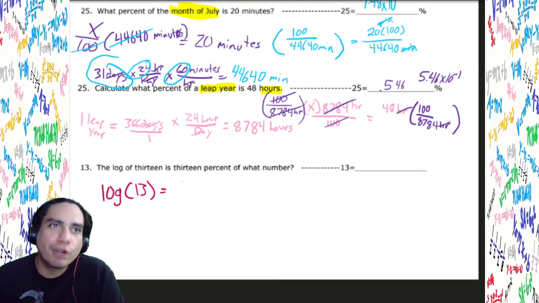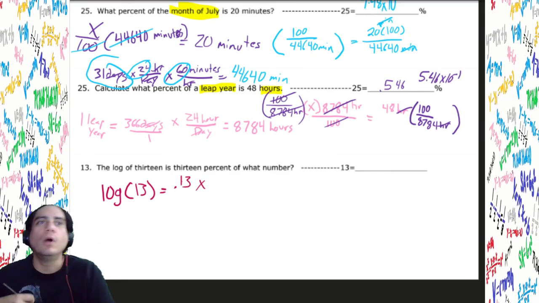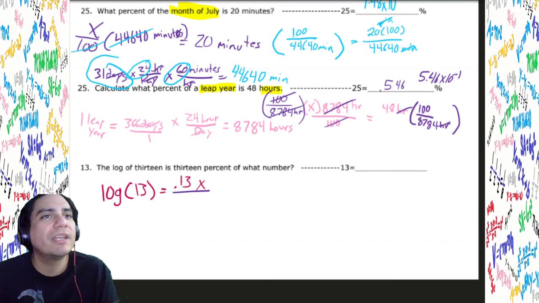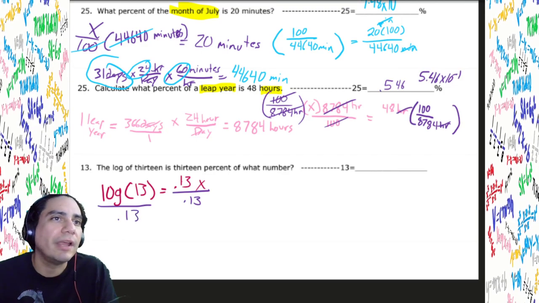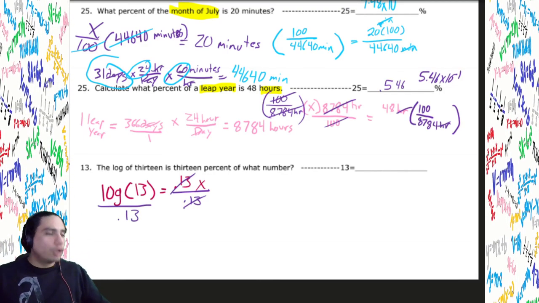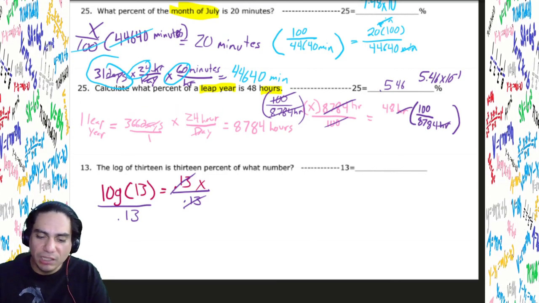Is 13%, we could just write 0.13, of what number? So how do we undo this nonsense? How do we undo this? Well, we want to get that x isolated, divide both sides by 0.13. 0.13 right here. The 0.13s cancel, and now we got ourselves log of 13 divided by 0.13. And we got ourselves some easy, easy work.